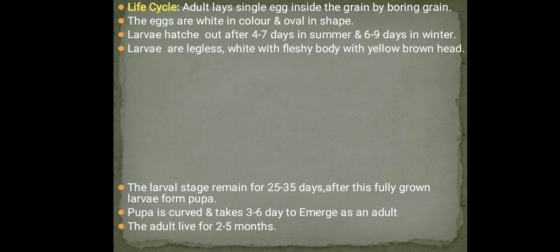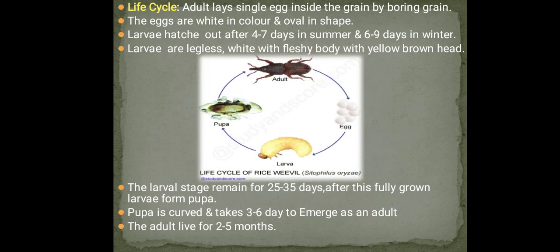Then we see the life cycle of this rice weevil. The adult lays a single egg inside the grain by boring the grains. The eggs are white in color and oval in shape. The larvae hatch out after 4 to 7 days in summer and 6 to 9 days in winter. The larva is legless, with a white and fleshy body with a yellow brown head. The larval stage remains for 25 to 35 days.